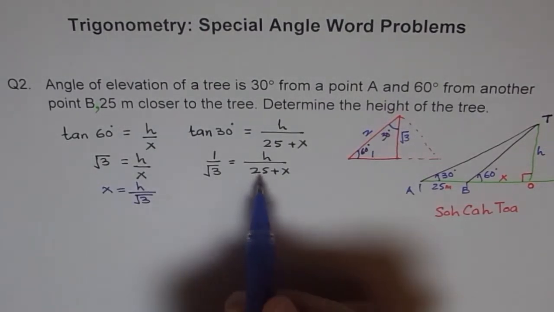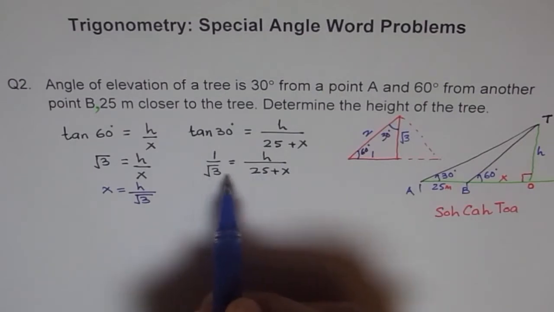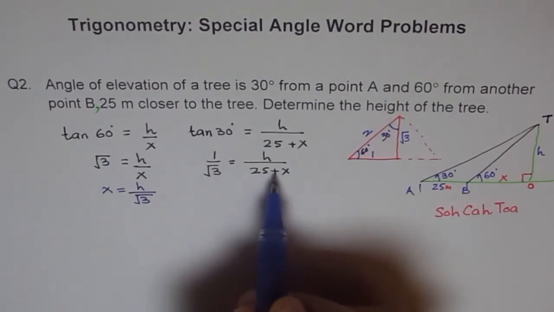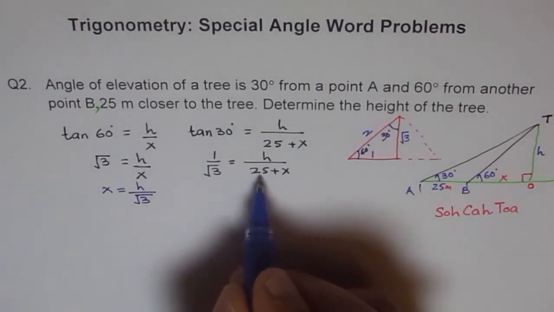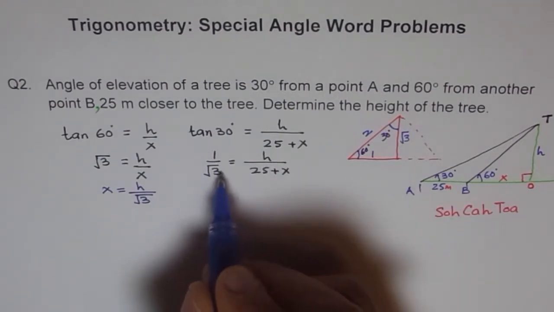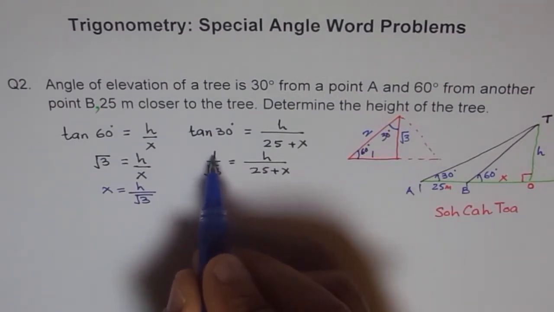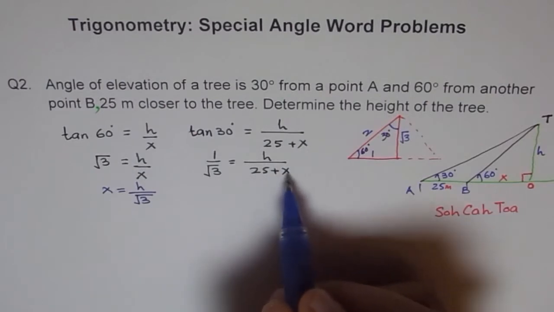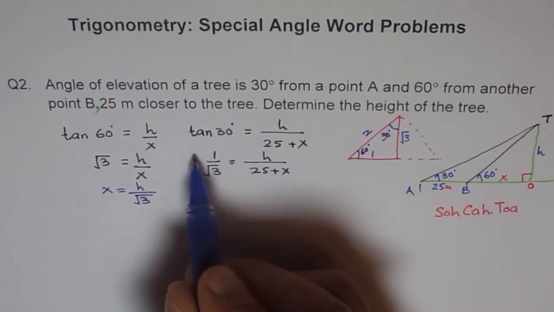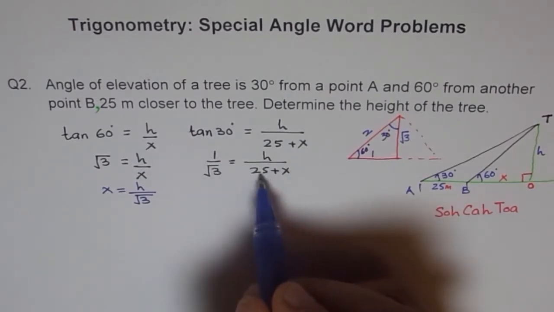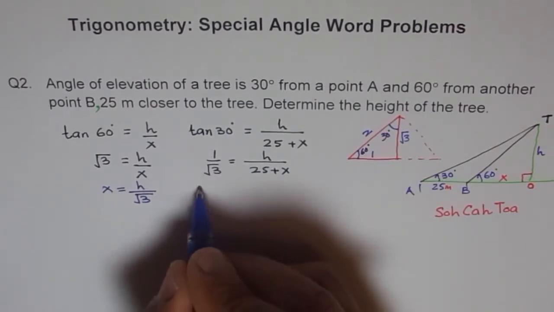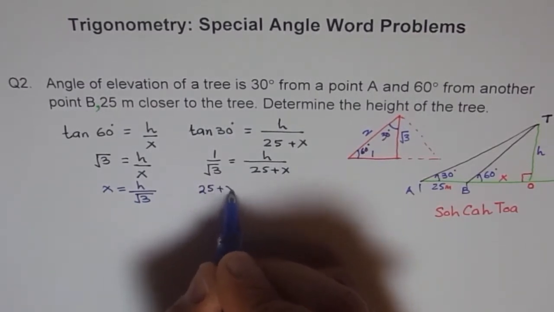And here also we'll simplify the equation, trying to get rid of fractions for the moment. So we'll just cross multiply. I hope you understand cross multiplication. Basically, think like this: we are multiplying by 25 plus x on both sides. So when I do this, this gets cancelled and here we'll end up with 25 plus x.